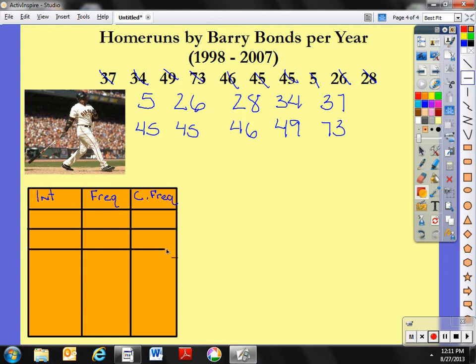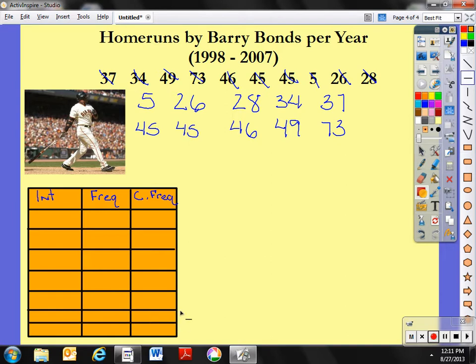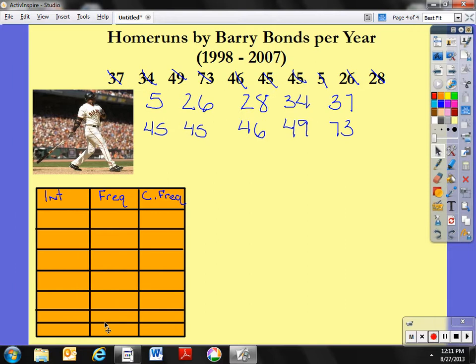I'm going to make a couple of these rows. If I don't use one, it'd be easy enough to erase it. I'll try to keep these all balanced. Notice it looks like just a table with rows and columns. Now I've got to go back to the data. That one's kind of small, so let's take this out. There we go. So I have 5, and the next largest number is 26, then 28, then 34, then 37.